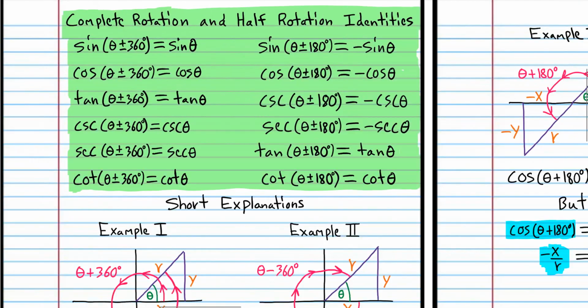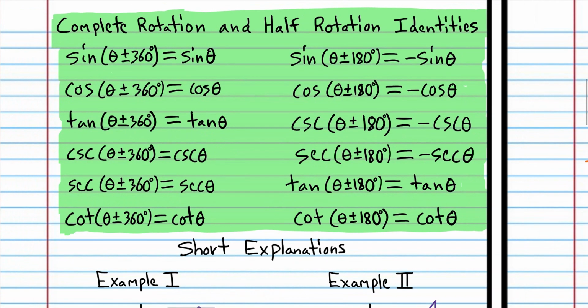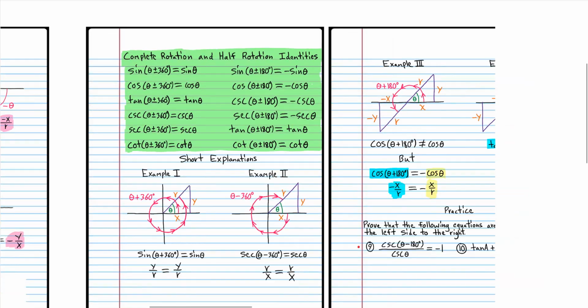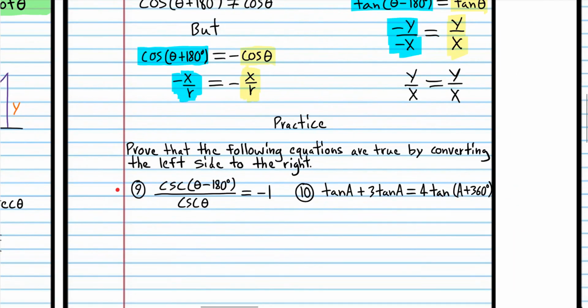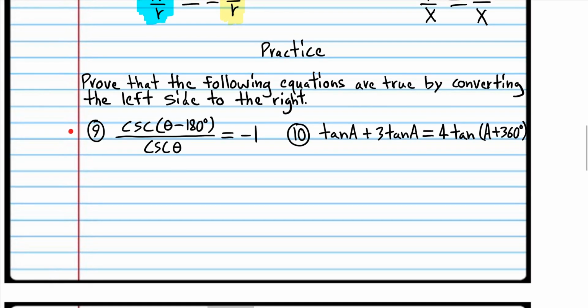So I'm going to give you one more chance to take a screenshot or take a picture of these formulas. And notice that sometimes we have to have a sign change, but other times we don't with cotangent and tangent. Remember, we learned that in previous classes, that cotangent and tangent, they retain the same sign when you rotate 180 degrees and skip quadrants.